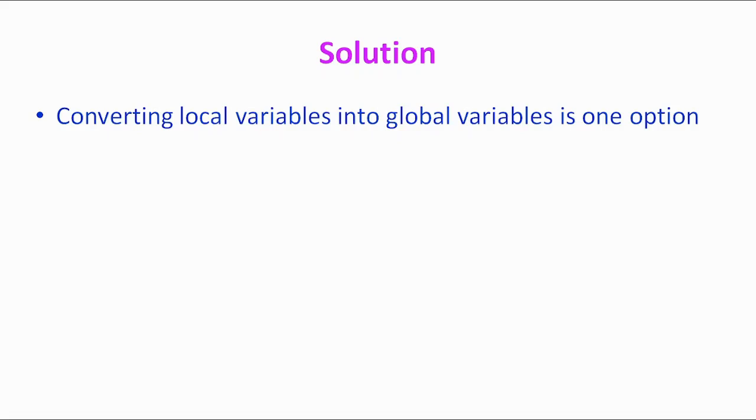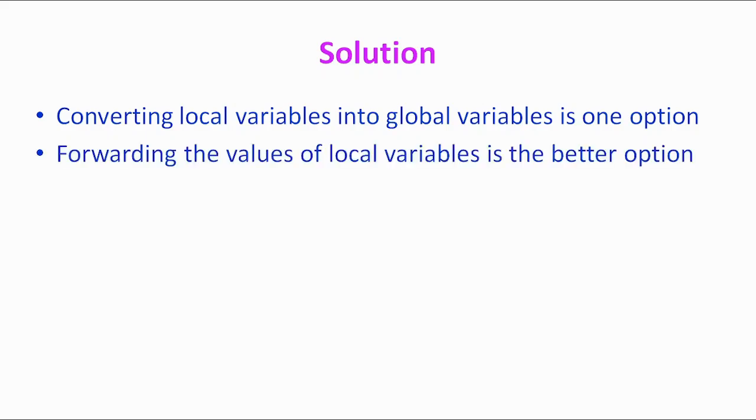We can overcome this situation in two possible ways. The first option is to convert the local variables into global by declaring them outside the main function. But as I told you earlier, we should avoid global variables since they retain memory for a longer period. So our next option is to go for function arguments by forwarding the values of the local variables to the called function.